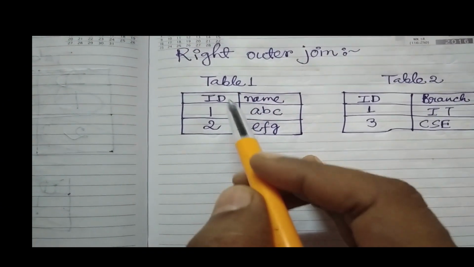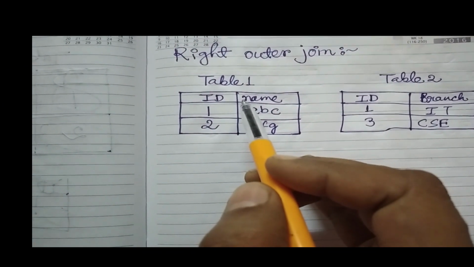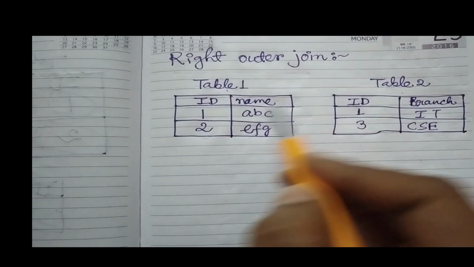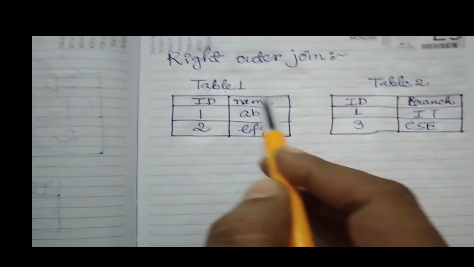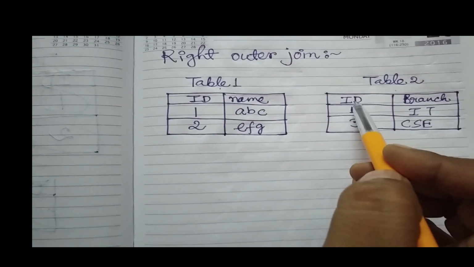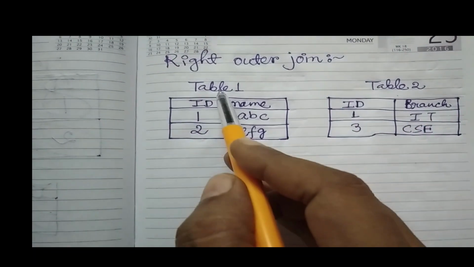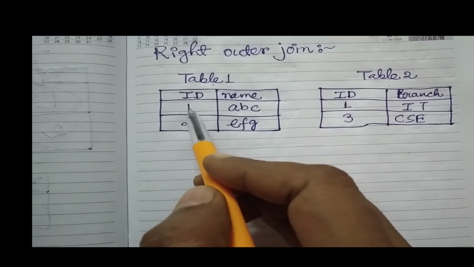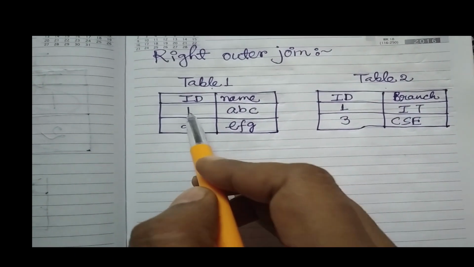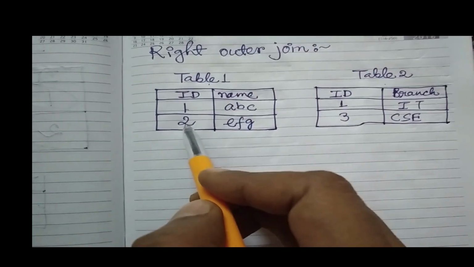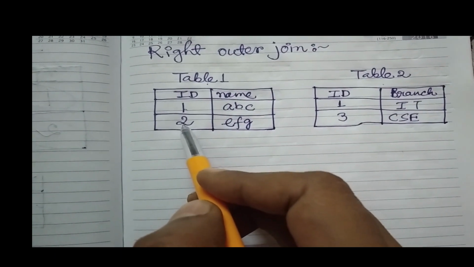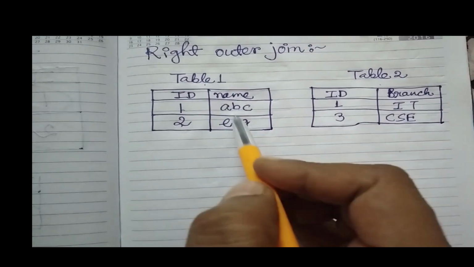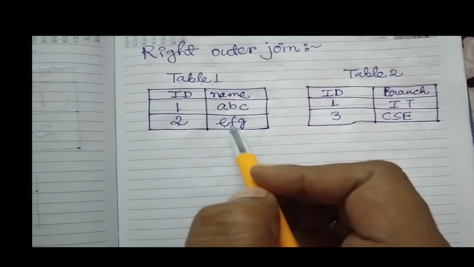Hello friends, here are two tables, table 1 and table 2. Table 1 consists of two attributes, ID and name. Table 2 consists of ID and branch. In table 1, row 1 consists of entities like 1 in the ID section and ABC in the name section, and in row 2 the ID section consists of entity 2 and the name section consists of EFG.